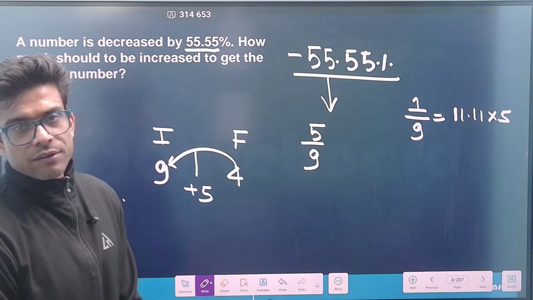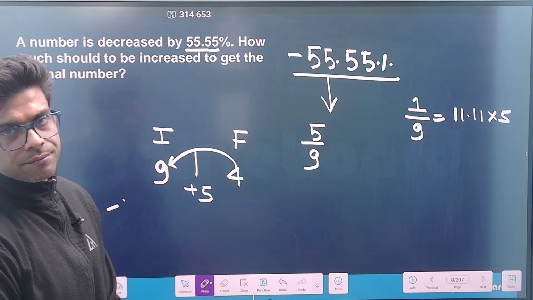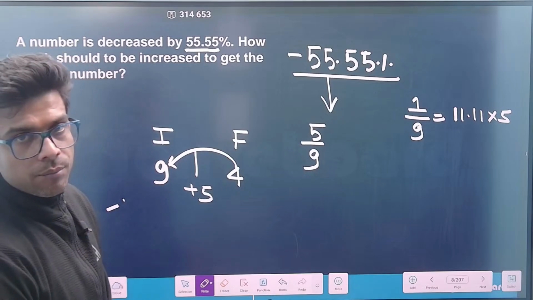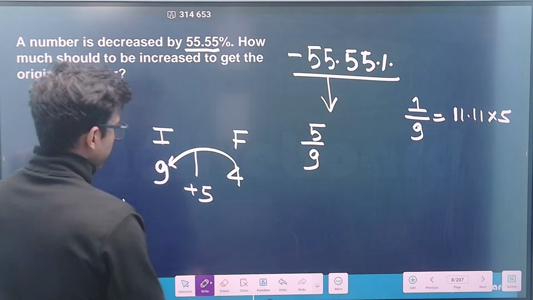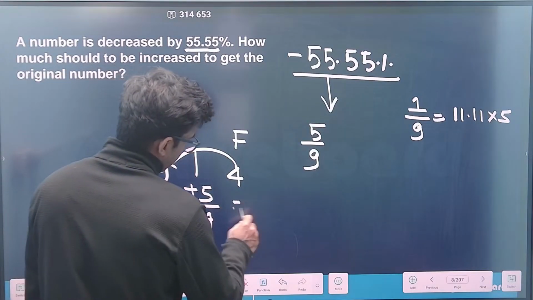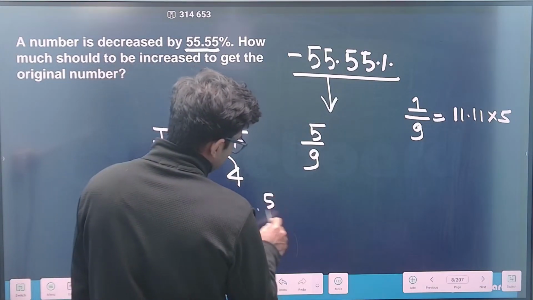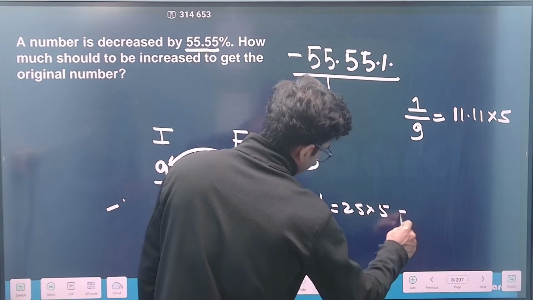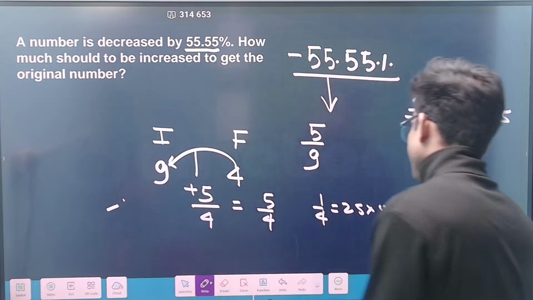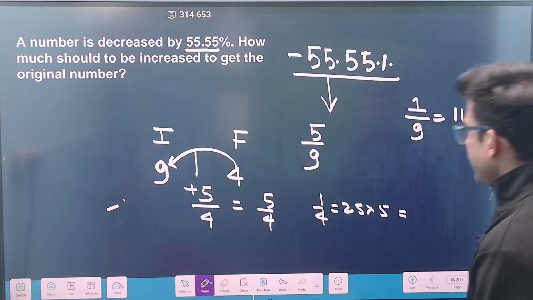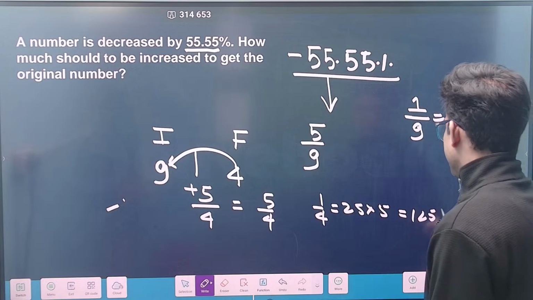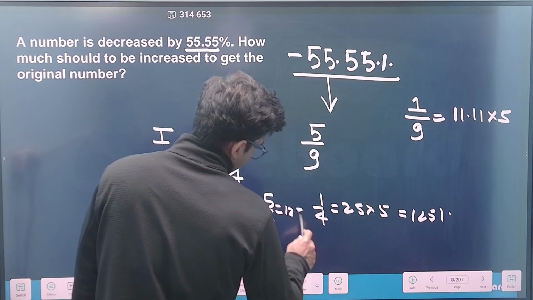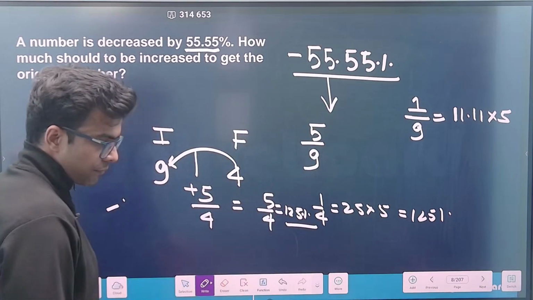You're going to increase plus 5, na? Come on, say. Plus 5 you are going to increase from 4, which is nothing but 1 by 4. So what is 5 by 4? You know that 1 by 4 is 25%. 25 into 5 is what? Say fast. 25 into 5 is what? 125%. So this would be 125%. Clear?